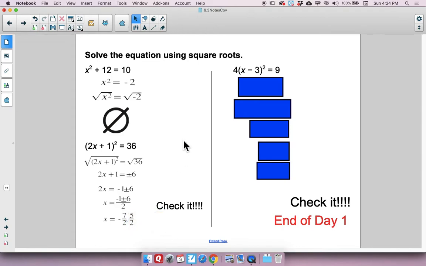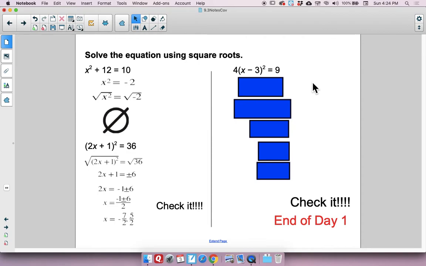Let's check those. If I plug in negative 7 halves for x up here, the 2's would cancel, and I have negative 7 plus 1 in parentheses squared. Negative 7 plus 1 is negative 6. Negative 6 quantity squared is 36. 5 over 2, if we plug that one in, the 2's cancel. 5 plus 1 is 6. 6 squared is 36. Check, check. Okay. Try this next one.